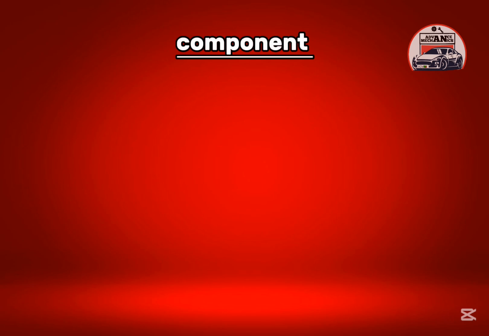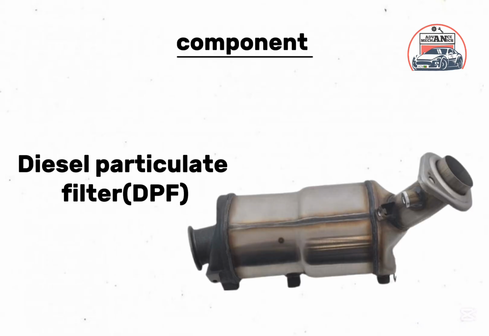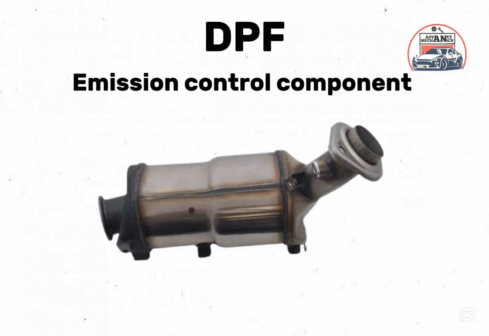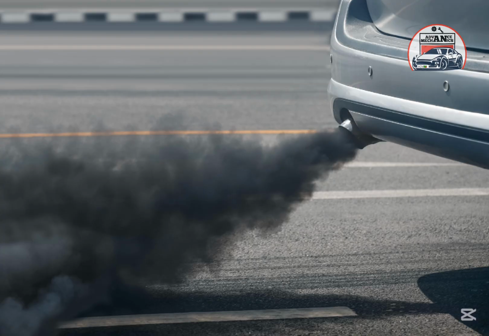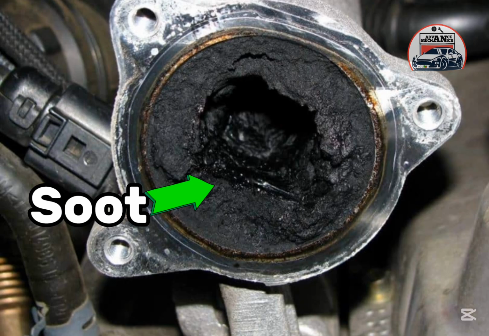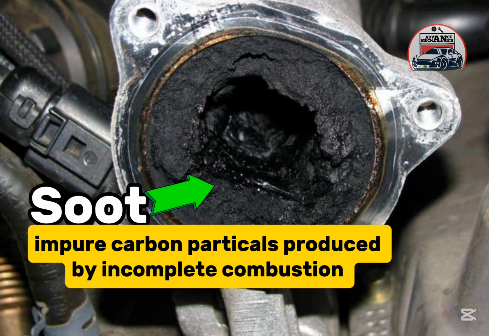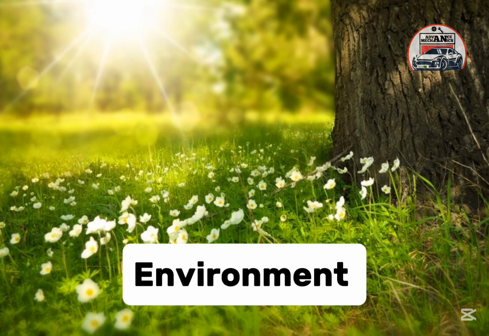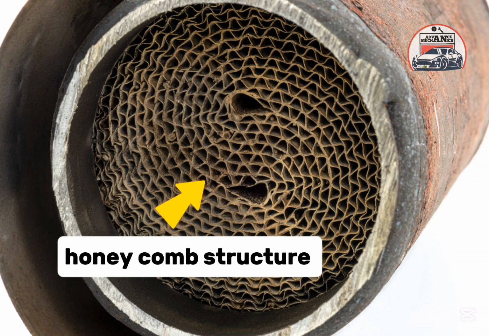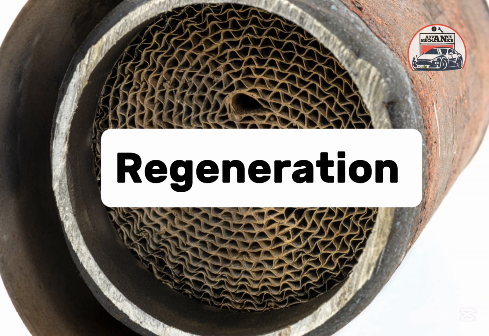So the component I'm going to be talking about today is called the diesel particulate filter, or the DPF. The DPF is an emission control component found on modern diesel engines. It is designed to remove soot from the exhaust gases. And by the way, soot is simply impure carbon particles produced by incomplete combustion. The DPF does this by trapping carbon particles from the exhaust gases, making them much cleaner and less harmful to the environment. The DPF contains a honeycomb structure that is coated with precious metals like platinum to assist in regeneration.